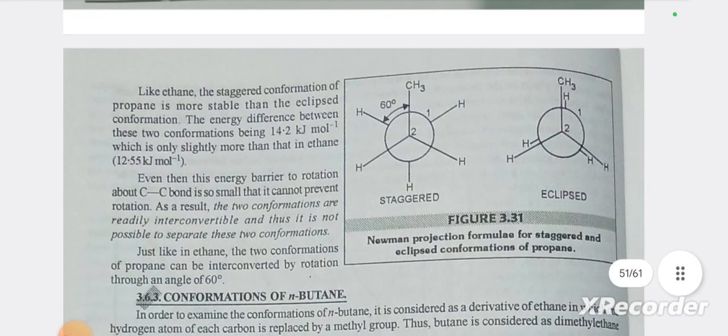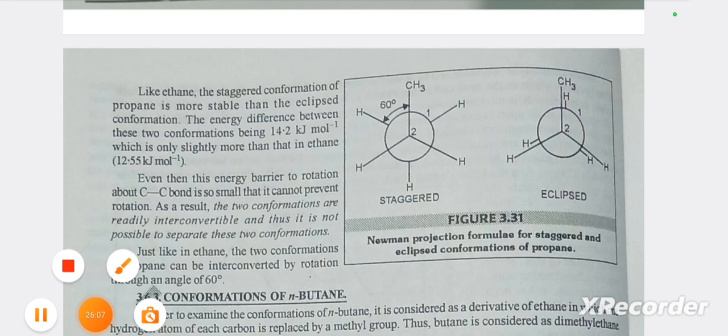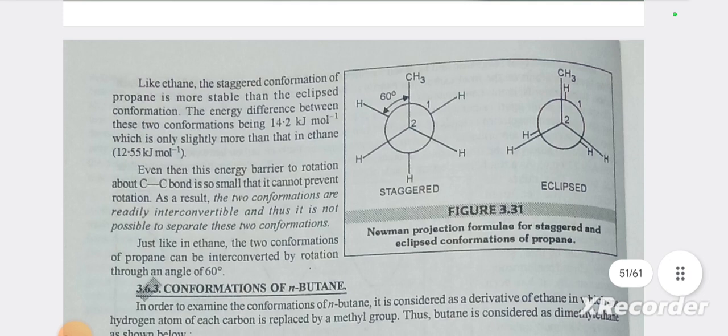Like ethane, the staggered conformation of propane is more stable than the eclipsed conformation. The energy difference between the two conformations was found to be 142.2 kilojoules per mole, which is only slightly more than in ethane. Even then, this energy barrier to rotation about a carbon-carbon single bond is so small that it can't prevent rotation. As a result, the two conformations are readily interconvertible, and thus it is not possible to separate these conformations.